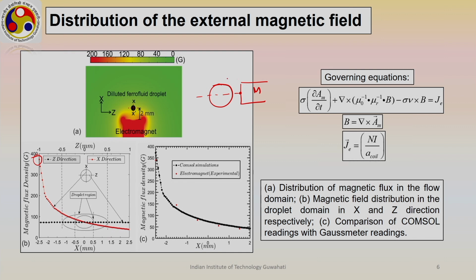If we now traverse from this particular point towards the droplet domain, along the diameter of the droplet, and measure the change in magnetic flux density, and look at the right figure in the right panel, you can see that our experimentally observed values are similar to the values obtained using numerical simulation. So we can say that the magnetic flux density variation which we measured using the Gauss meter is more or less correct.